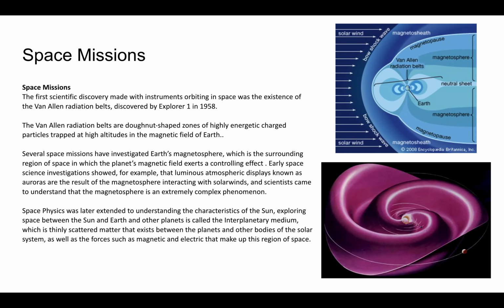Space missions. The first scientific discovery made with instruments orbiting space was the existence of the Van Allen radiation belts, discovered by Explorer 1 in 1958. The Van Allen radiation belts are donut-shaped zones of highly energetic charged particles trapped at high altitudes in the magnetic field of Earth. You can see this to the right in blue.